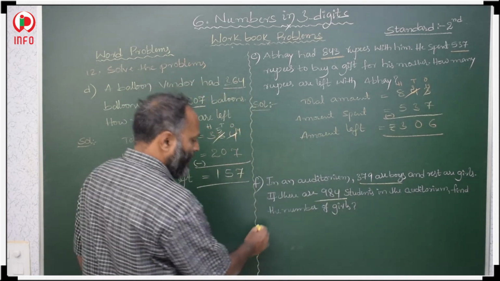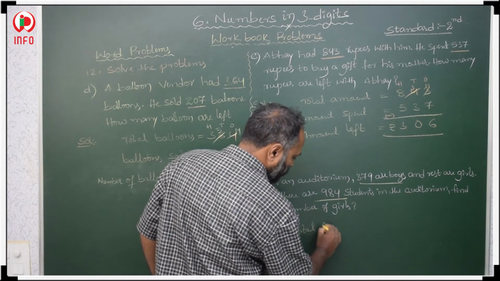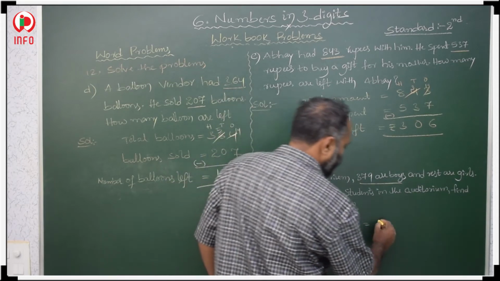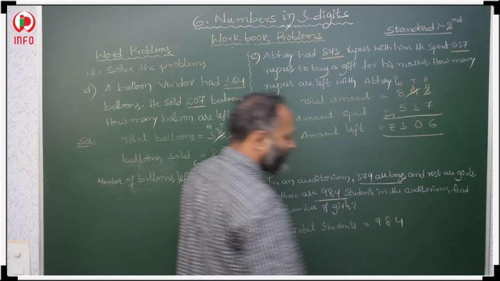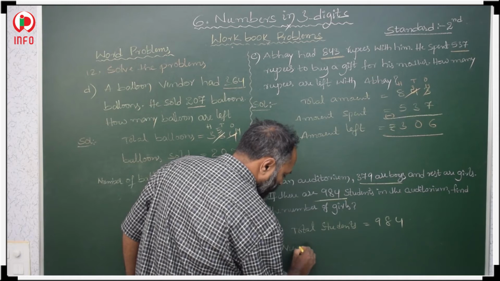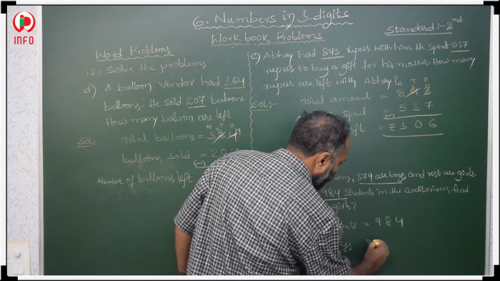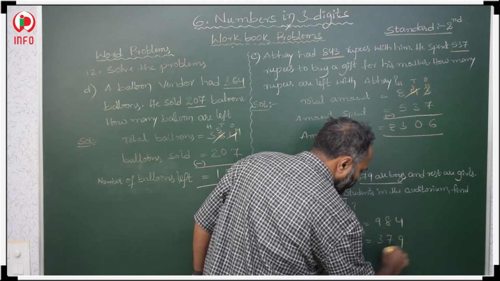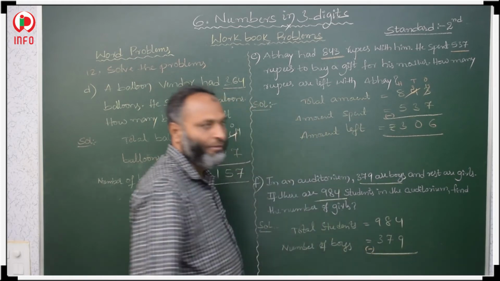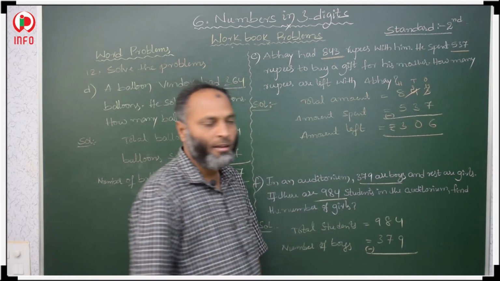Okay. Now here, total students. How many students are there? 984 students were there. Then number of boys, how many boys are there? 379. Then how many girls are there, he is asking, means we have to find the difference. Then 4 minus 9, smaller and bigger, so we cannot subtract.